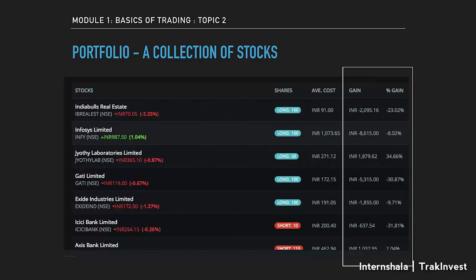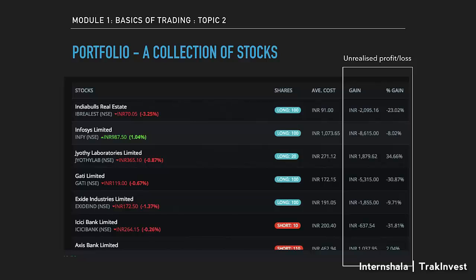The gain and the percentage gain column, it's obvious. It contains the absolute value and the percentage value of the gain or loss that you have made in that particular stock since you have bought the stock. Now, this gain or loss is unrealized till the time the portfolio still contains that stock.